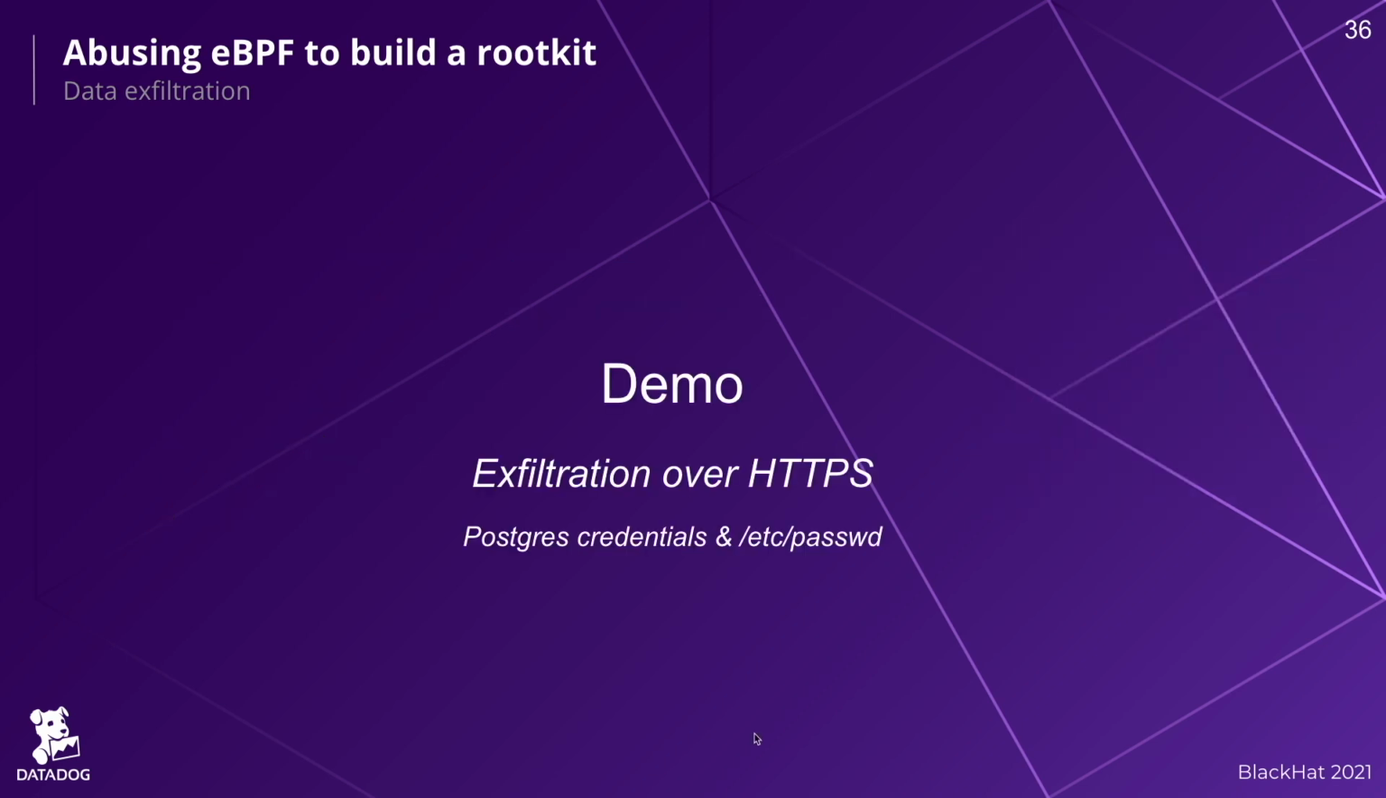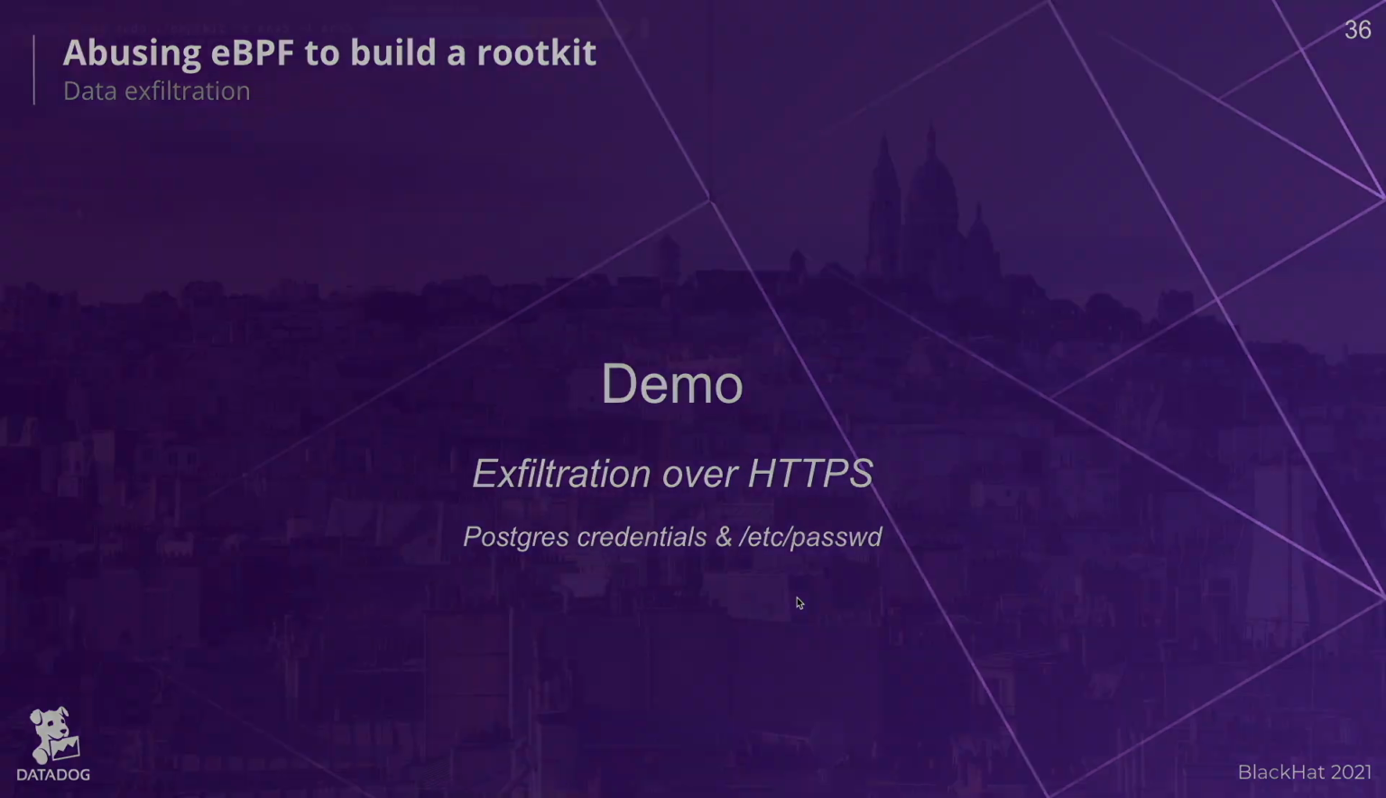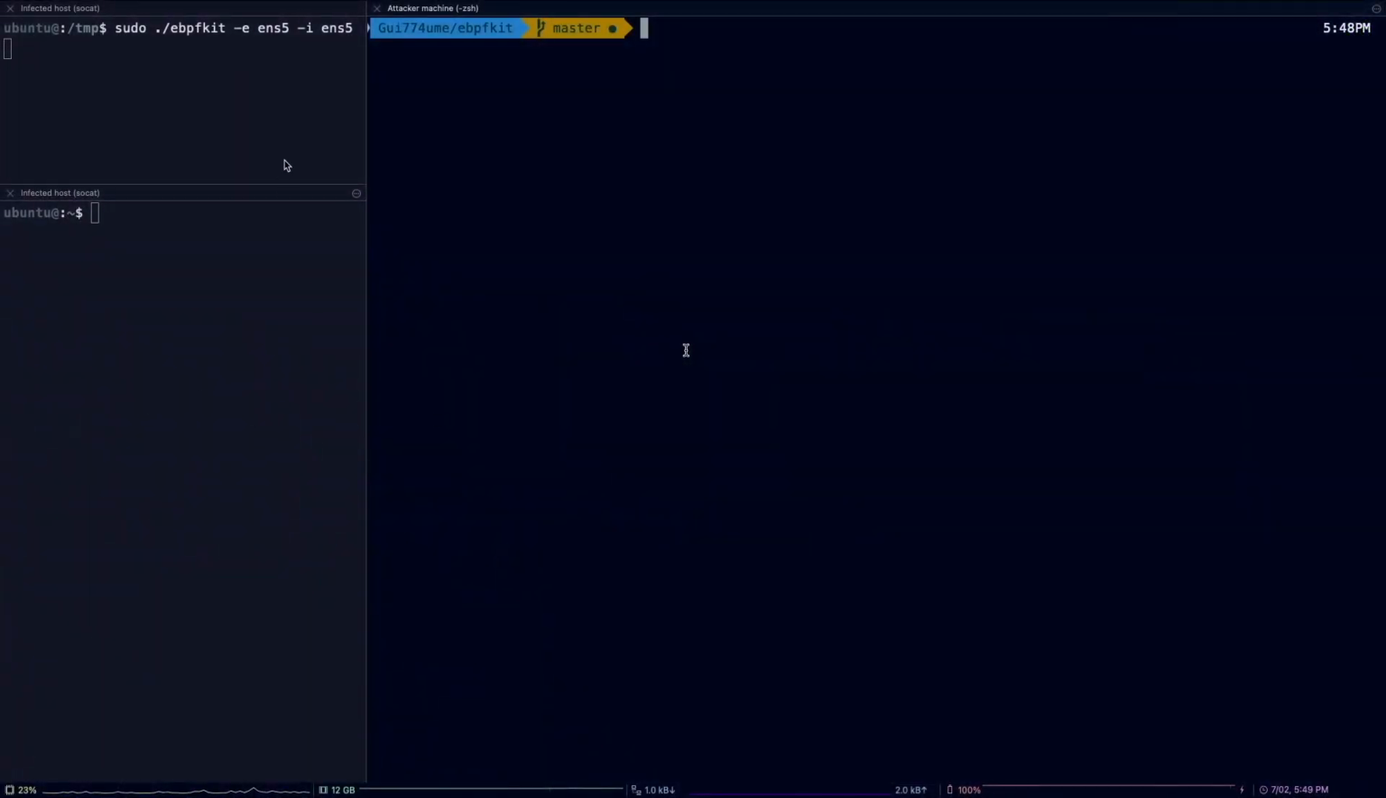All right, so let's have a look at a small demo. I want to show you that we can exfiltrate Postgres credentials and the content of a file, such as /etc/passwd. Again, on the left you have the two shells connected to the instance on AWS, and my local shell on the right. And as you can see, the eBPF rootkit is already running on the top here.